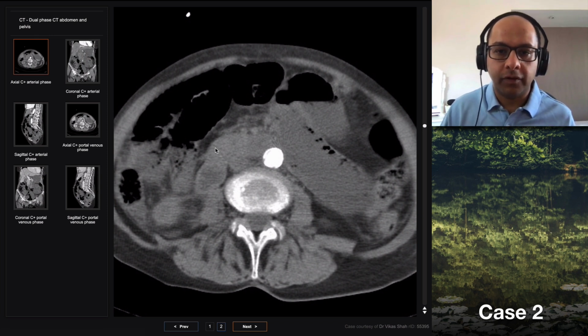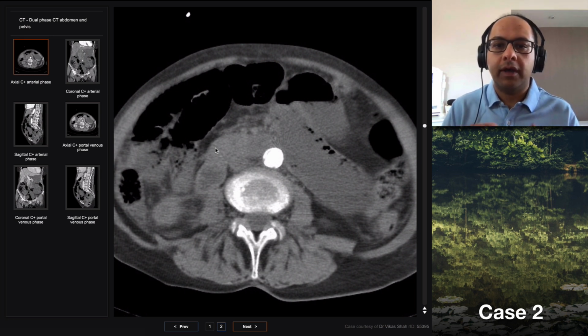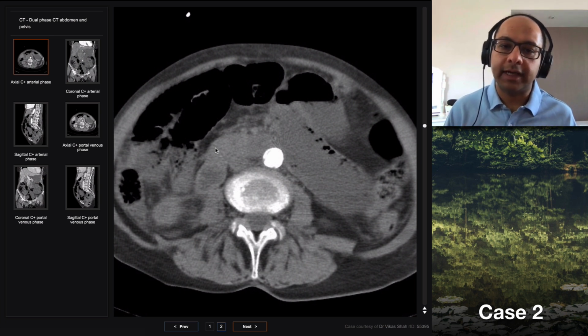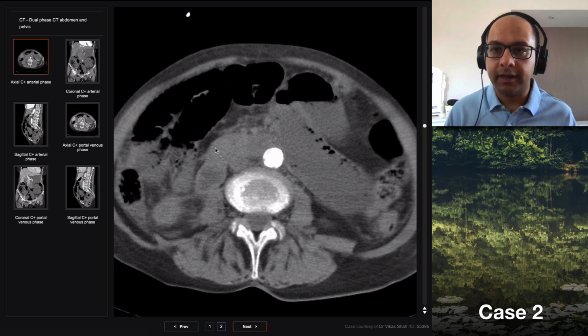plumb normal on the non-contrast study. So it's not aneurysmal, there's no hyperdensity in the wall, there's no periaortic hemorrhage, no retroperitoneal hemorrhage. And in fact, the patient's acute abdominal presentation is due to something completely different, for example a very severe case of pyelonephritis or diverticulitis, in which case a portovenous study would be sufficient once the non-contrast has been reviewed.